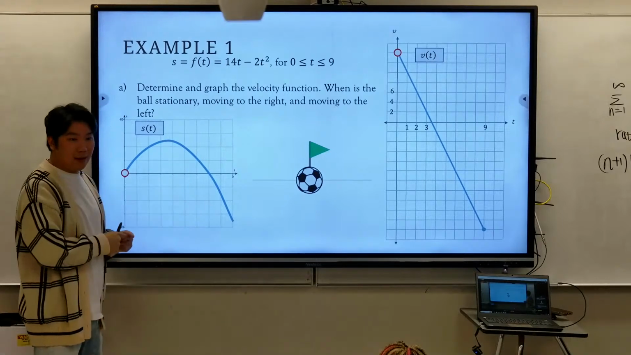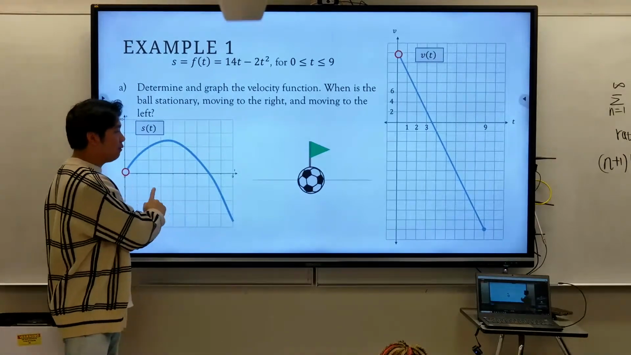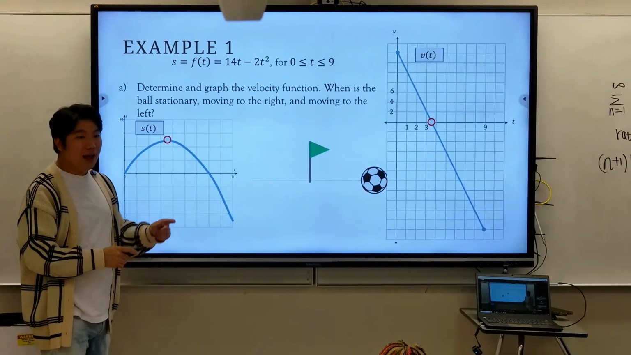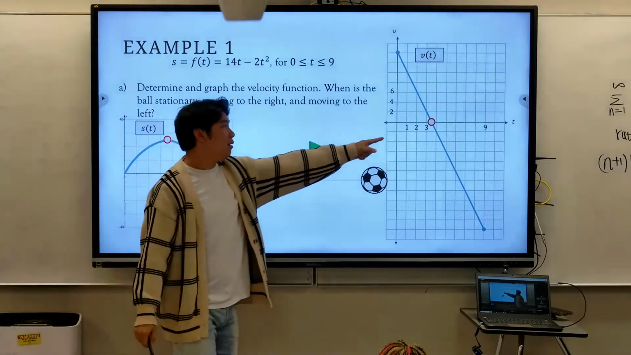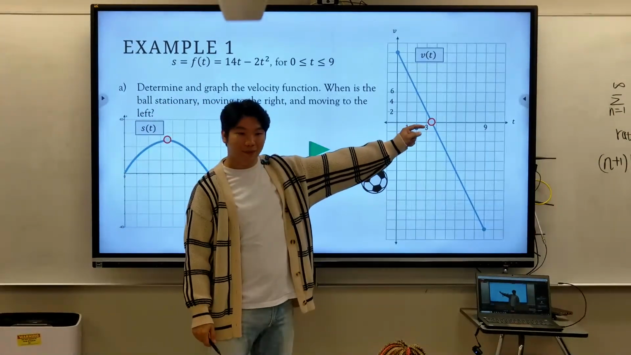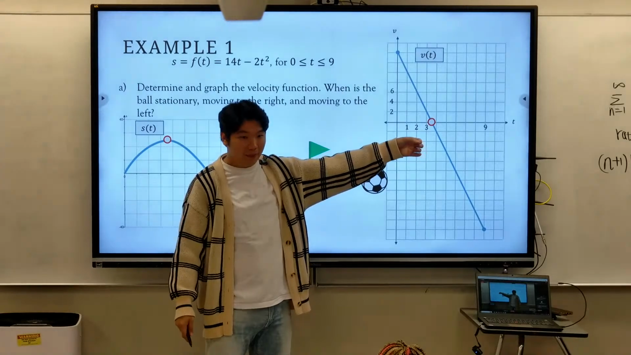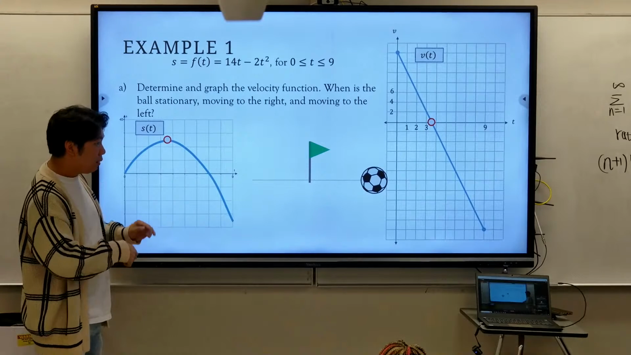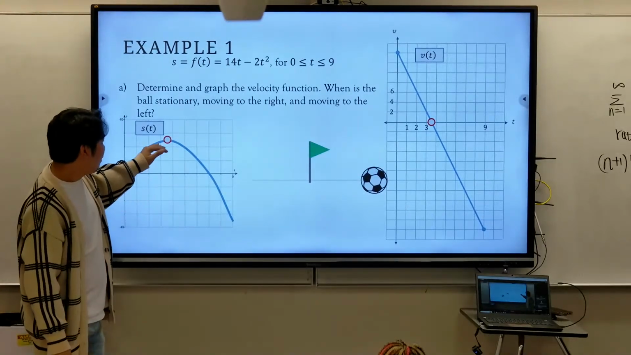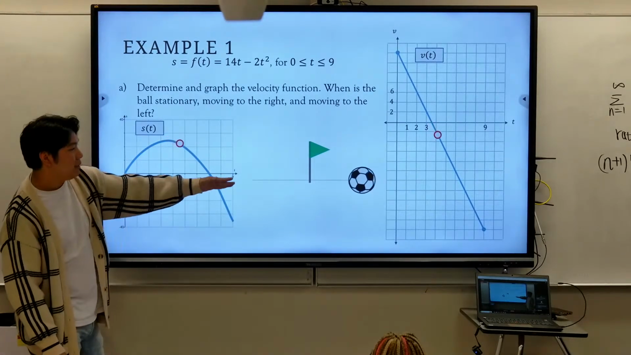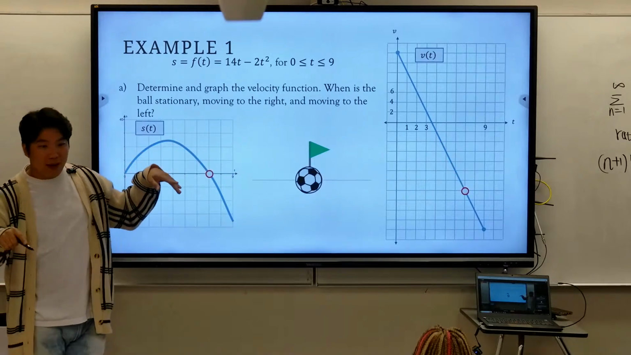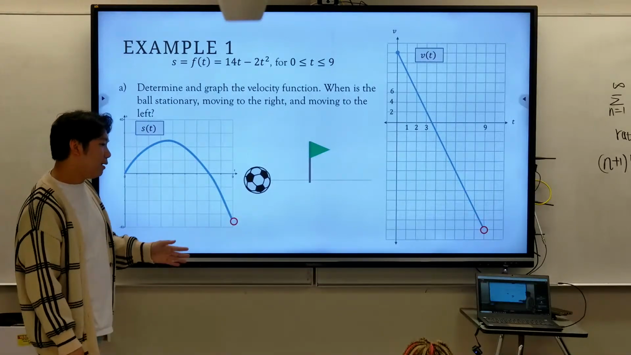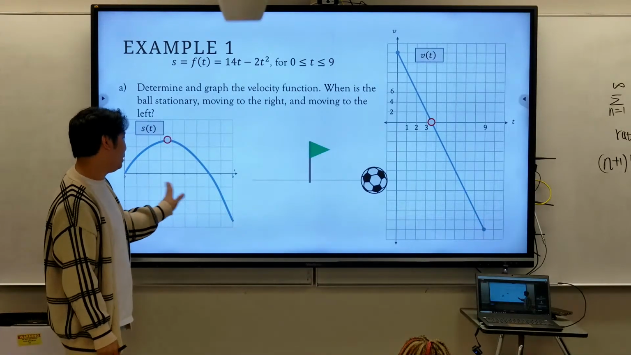So this is 0 seconds, right? I moved to the right until I hit 3.5 seconds. I know that's when I paused because that's when my velocity is 0, because velocity 0 means I'm not moving. And then from 3.5 seconds all the way to the end, I can see that I'm moving to the left. So that's what that 3.5 to 9 was saying. From 3.5 seconds to 9 seconds, this ball was moving to the left.